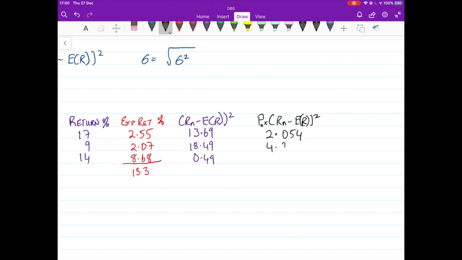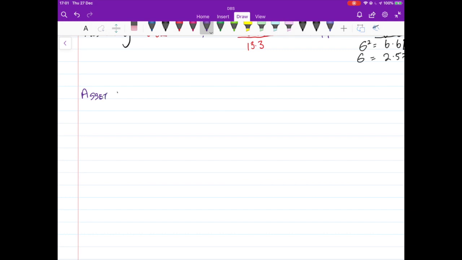2.054, 4.253, and finally 0.304. Add all of those up, and that tells us that the variance is 6.61, and therefore the standard deviation is 2.57.